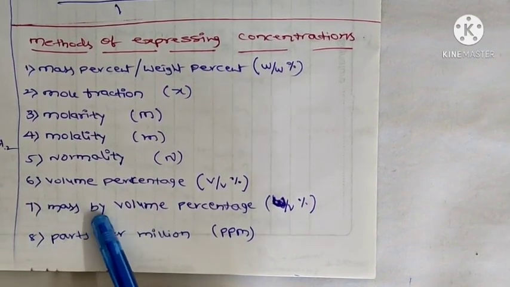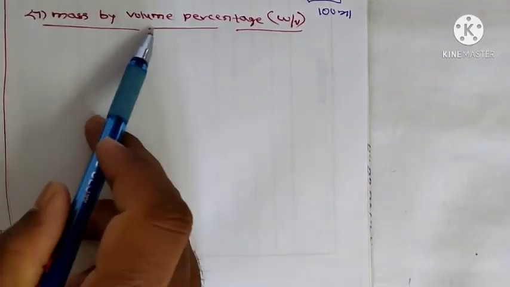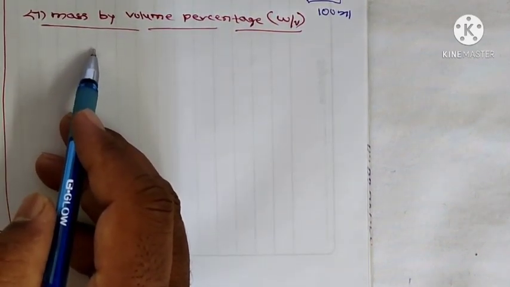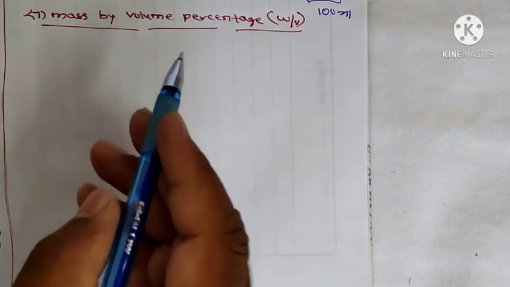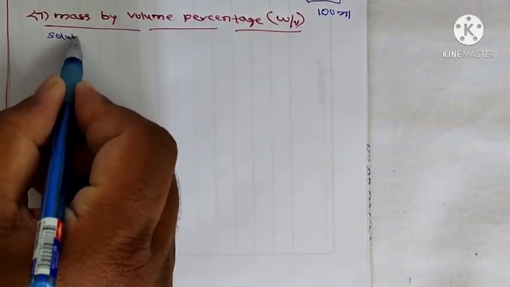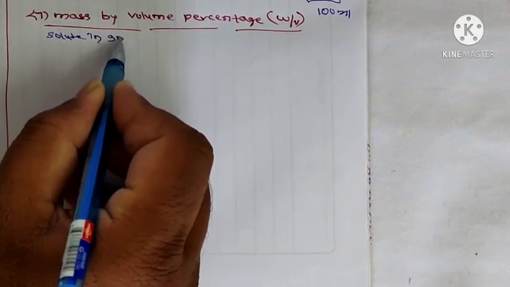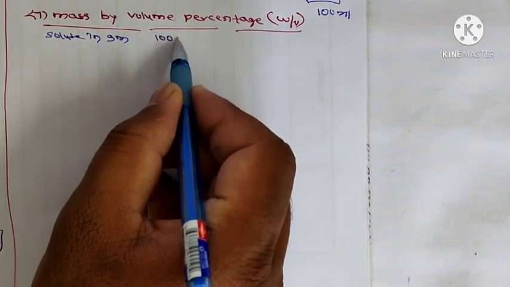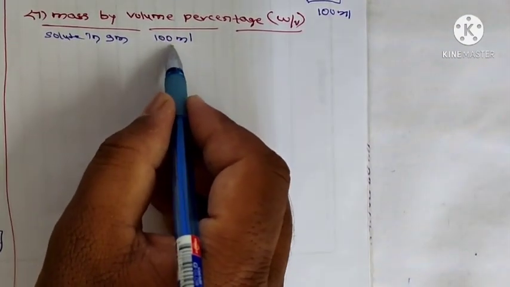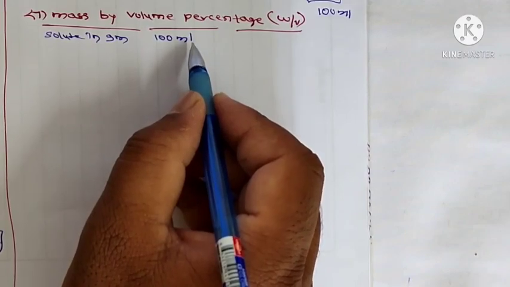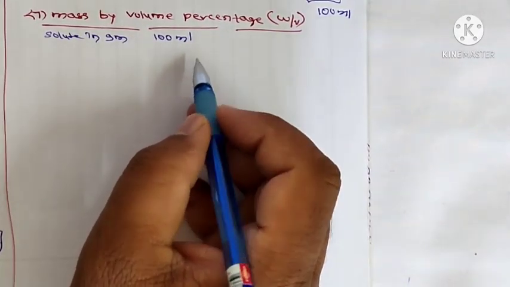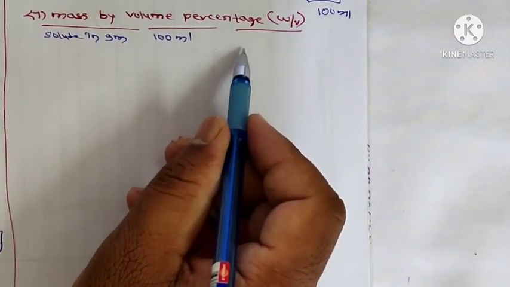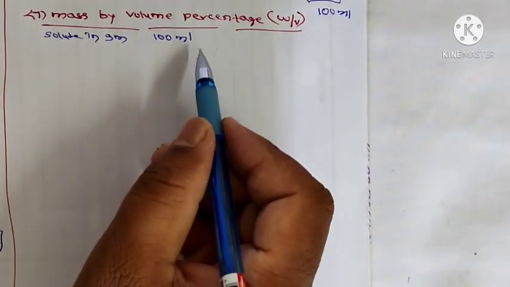Next, the seventh one, mass by volume percentage. The mass of solute in grams present in 100 ml of solution is called mass by volume percentage.